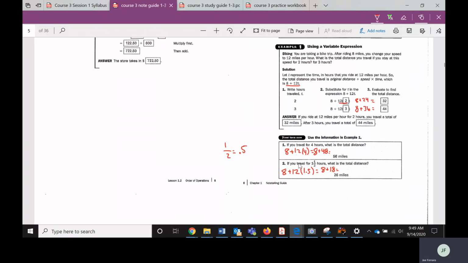If you travel 1.5 hours, what is the total distance? So right away people see a fraction and they freak out. In this case, it's easy to change it to a decimal. A lot of you probably just know what the decimal is. If ever you have a fraction and you don't know the decimal, a fraction is just division. So you take 1 divided by 2, that gives you 0.5. And since this was 1.5, it's 1.5. So order of operations, take 12 times 1.5, that's 18, plus the original 8, gives you 26 miles.